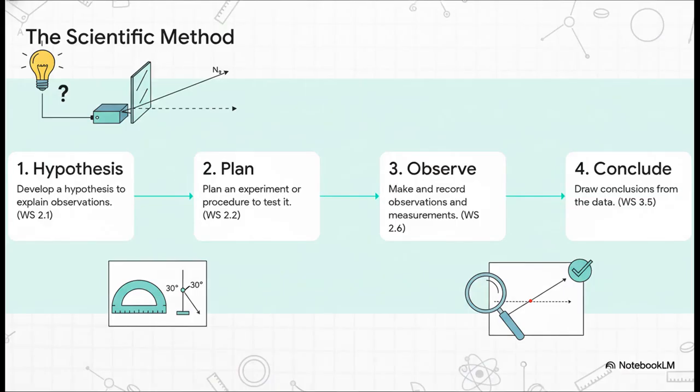And this is how those skills all fit together. You start with a hypothesis. For this practical, that could be I expect the angle of incidence to equal the angle of reflection. Then you plan your method. How are you going to use your ray box and protractor to test that idea? Your observations are the angles you actually measure. And finally, your conclusion is just answering the question, does my data back up the law of reflection?